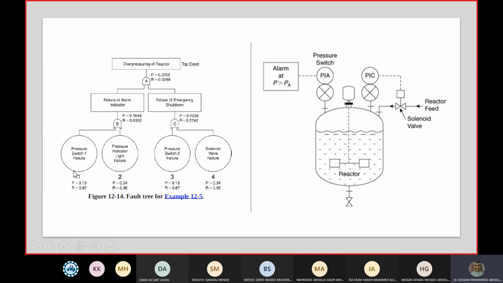So I'm going to rephrase. If 1 or 2 will happen and 3 or 4 will happen, we are going to have overpressure of the reactor. Of course, 1 or 2 and 3 or 4 means what? It means if 1 and 3 will happen, or 1 and 4 will happen, or 2 and 3 will happen, or 2 and 4 will happen, we are going to have the overpressure of the reactor.